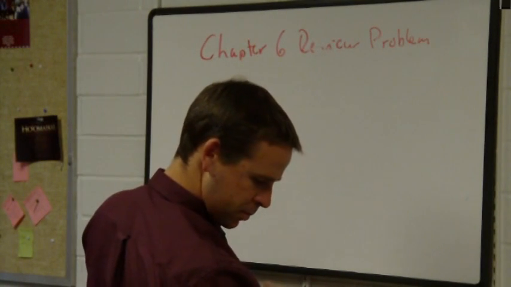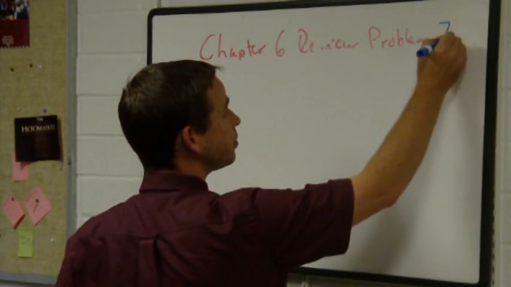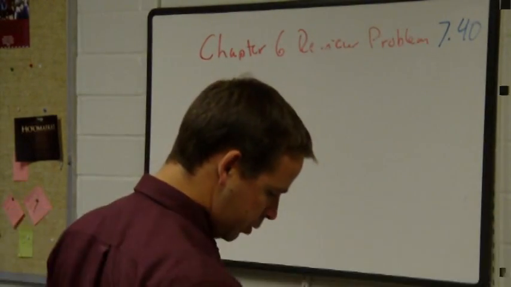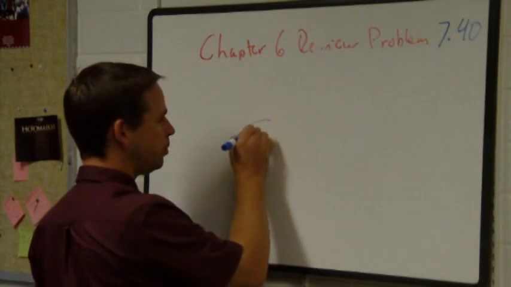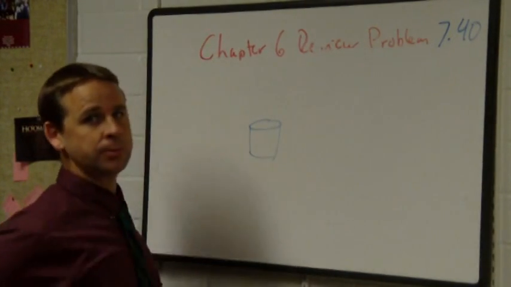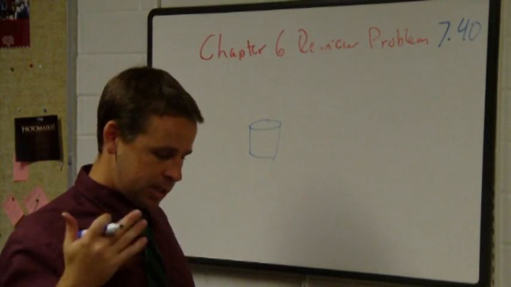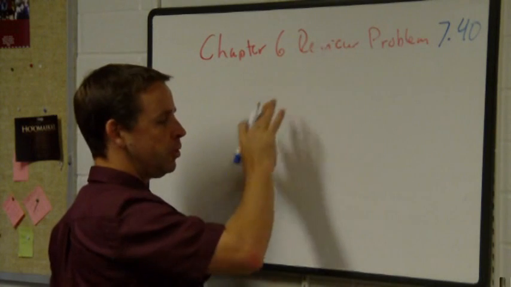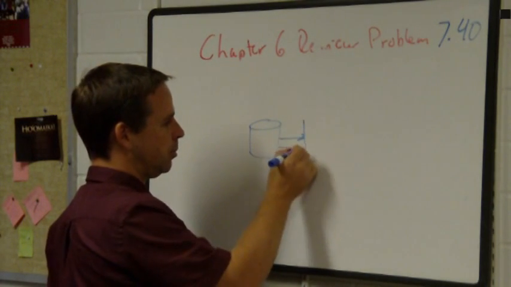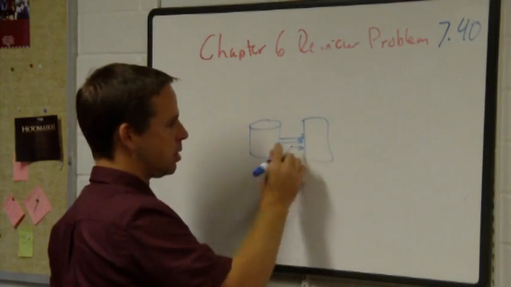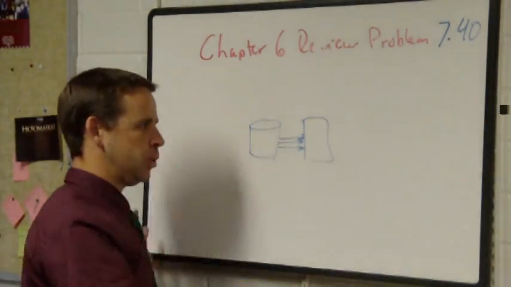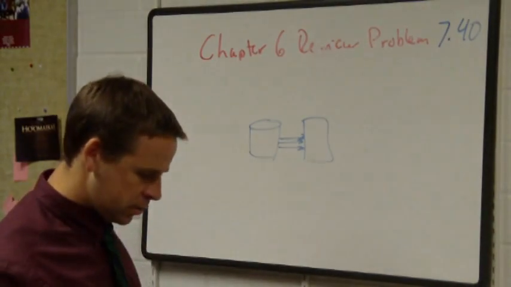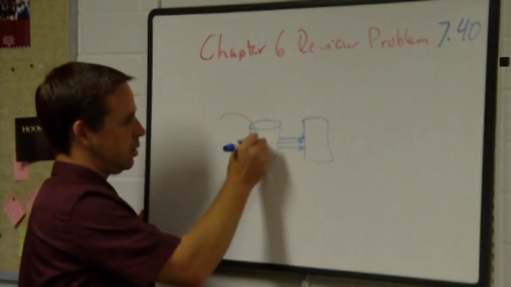Chapter 7, review problems, 740. If a system does 45 joules of work, here's the system, whatever. It doesn't tell us what the system is, but it does 45 joules of work. That means its work is moving a mass. So here's the mass. It did 45 joules of work. It moved this thing 45 joules worth of work, and it receives 28 joules of heat.